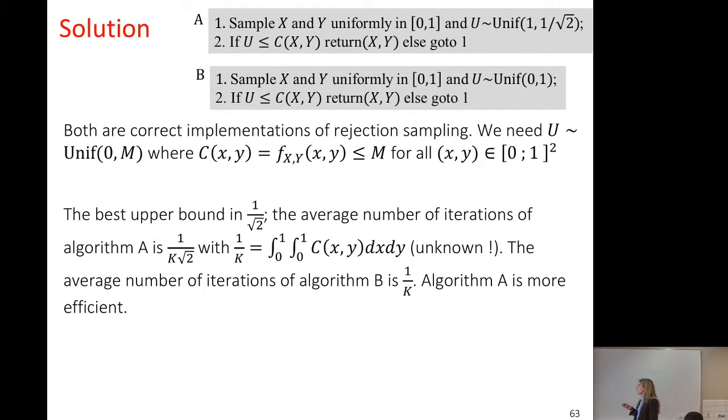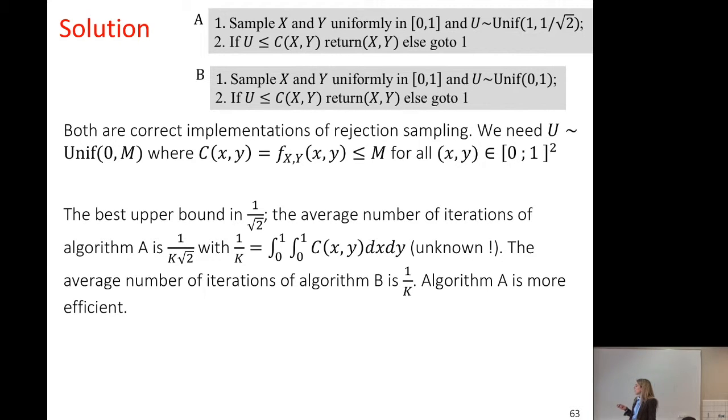But how do we compare the two algorithms now? Both are correct. In order to compare them, we check the number of iterations that rejection sampling takes to give us a sample, as we did yesterday for the unit disk. Based on the theorem, the number of iterations is C over K. C we know, K we don't know, but it doesn't matter. C in the first algorithm is equal to 1 over square root of 2. So the number of iterations algorithm A takes is 1 over square root of 2 multiplied by K.